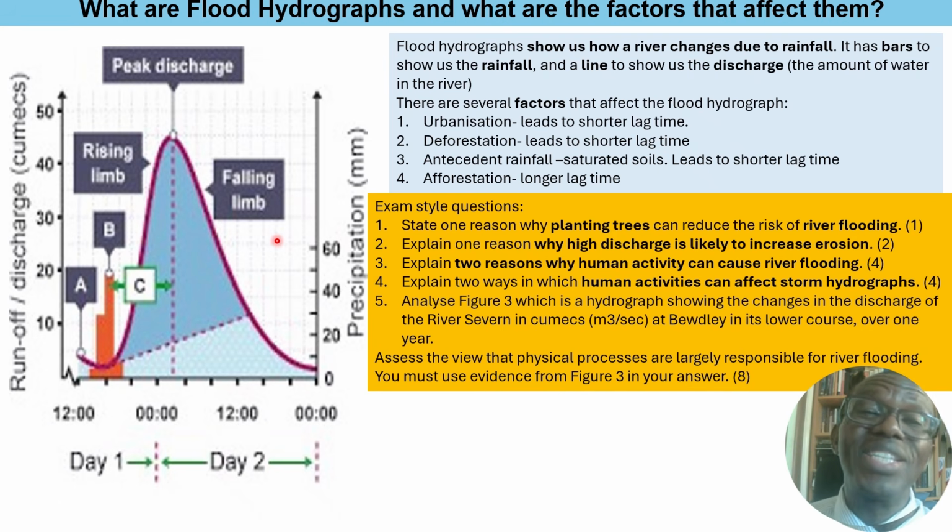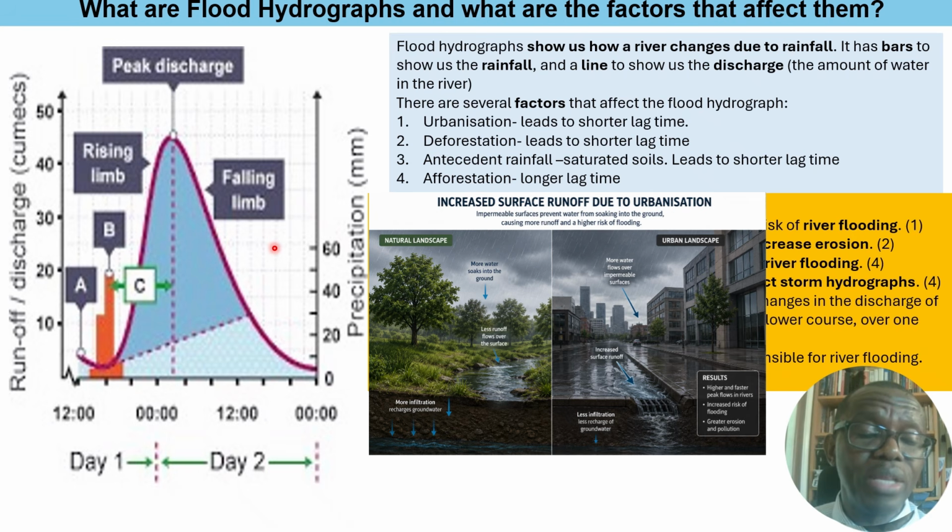Now, urbanization or settlement, if you like, is referring to areas that have got a lot of buildings or infrastructure in them. We know that such areas will have a lot of tarmac and a lot of concrete, which then means that infiltration is going to be greatly reduced. So there will be a lot more surface runoff, which means that the time it will take for that rainfall to get to the river is going to be a lot shorter. So the water will get there a lot faster, and because of that, the lag time is going to be a lot shorter.